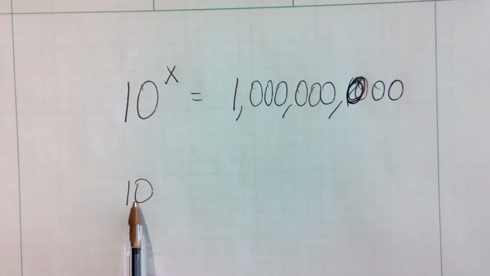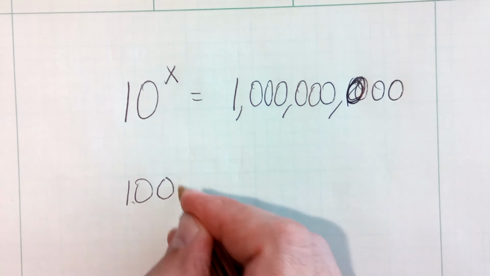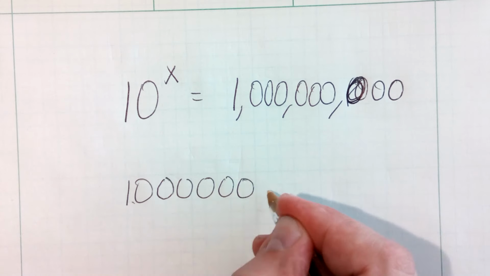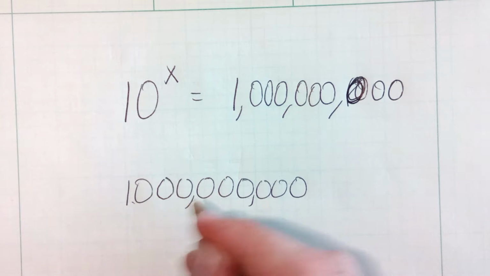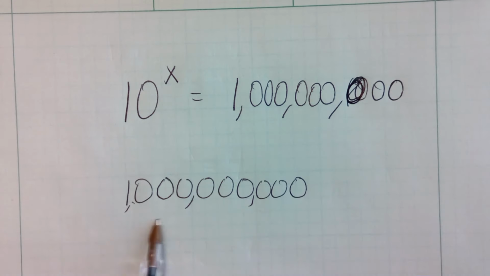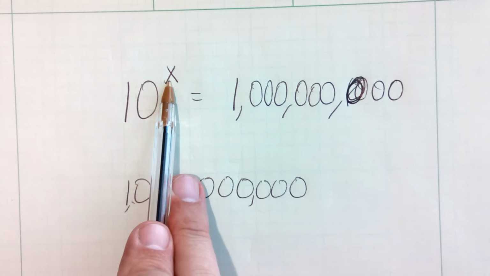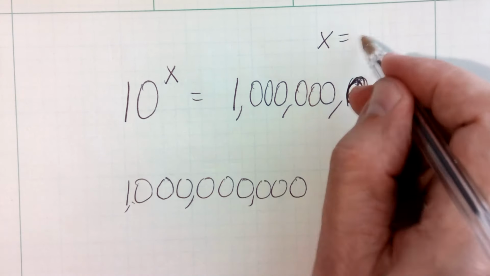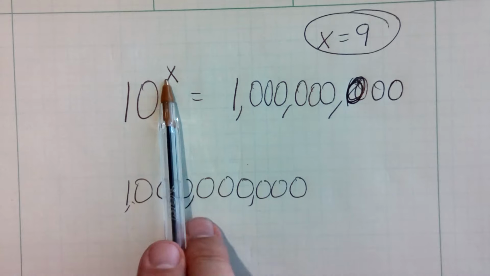Well, 10 to the first is just 10. If I multiplied by a second, a third, a fourth, a fifth, a sixth, a seventh, an eighth, a ninth, and here's the tricky thing, how many zeros are there? 9 zeros. So how many 10s did I have to multiply together to get to 1 billion? I had to do it 9 times. So this x, this exponent, is 9.